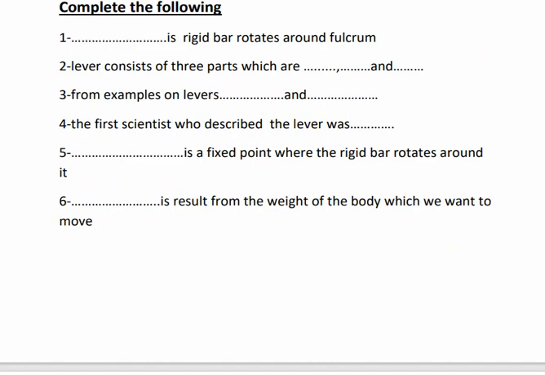The first scientist who described the lever was Archimedes. Space is a fixed point where the rigid bar rotates around it. The answer is fulcrum. Is the result from the weight of the body which you want to move? The answer is resistance.